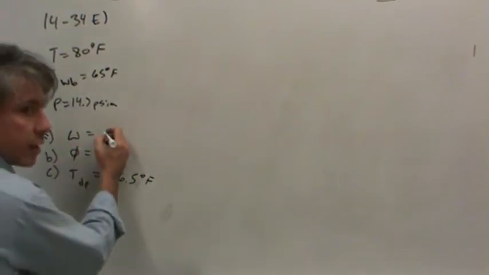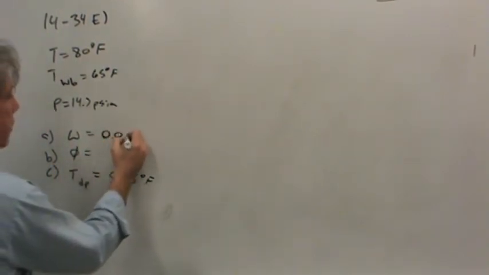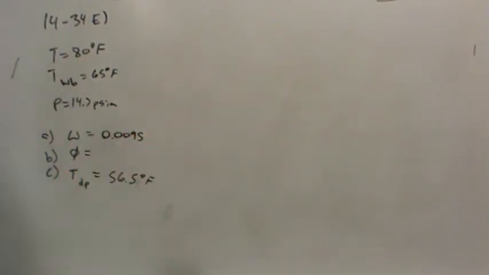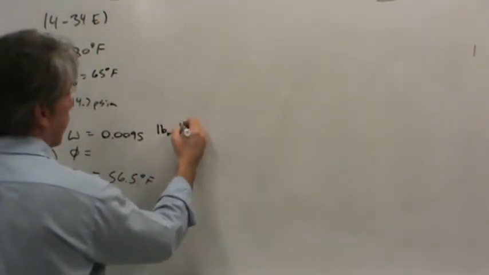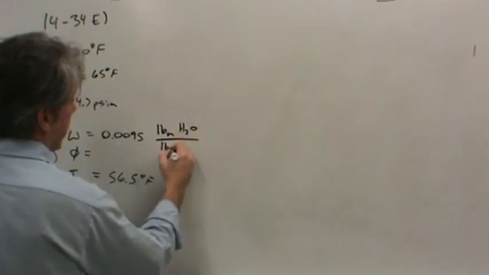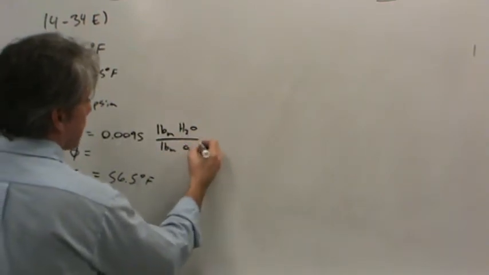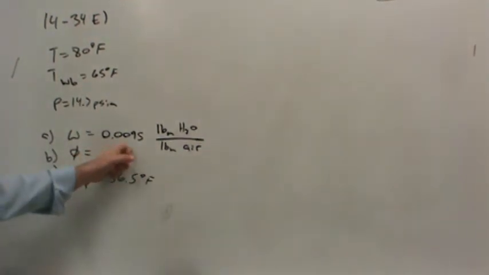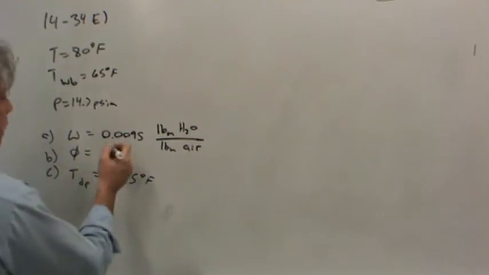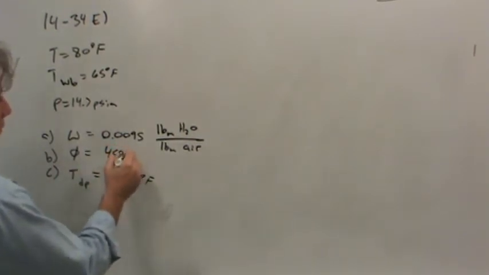What's that? 0.095. You mean 0.0095? Yes. Right? And that would be pound mass of water vapor per pound mass of air. Notice something different between this and the metric chart. In this chart, they just give you pound per pound rather than gram per kilogram and make you convert it. Okay. And the relative humidity is 44.5. I said 45%, so I'm just going to write that down. Does everybody see how we're getting 44.5, 45%?